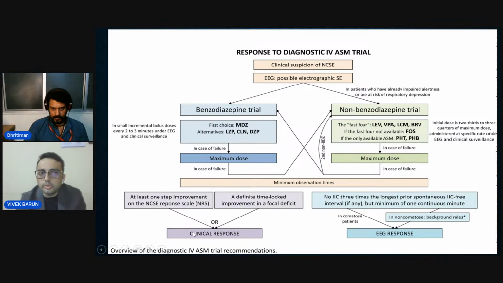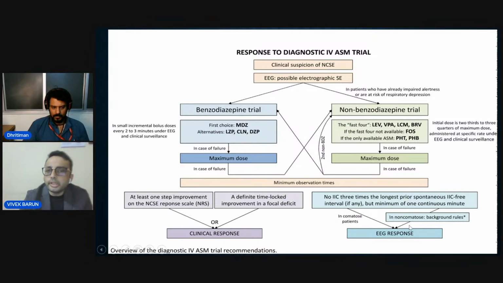Then you have to look for clinical as well as EEG improvement. Just as I told, if the patient was earlier aphasic, but now after giving the drugs there is no aphasia, then you can call it improvement. We have a very good scale which is called the NCSC response scale, which I will be showing in the next slide. If there is even 1 point improvement, then also you can call it a clinical improvement.